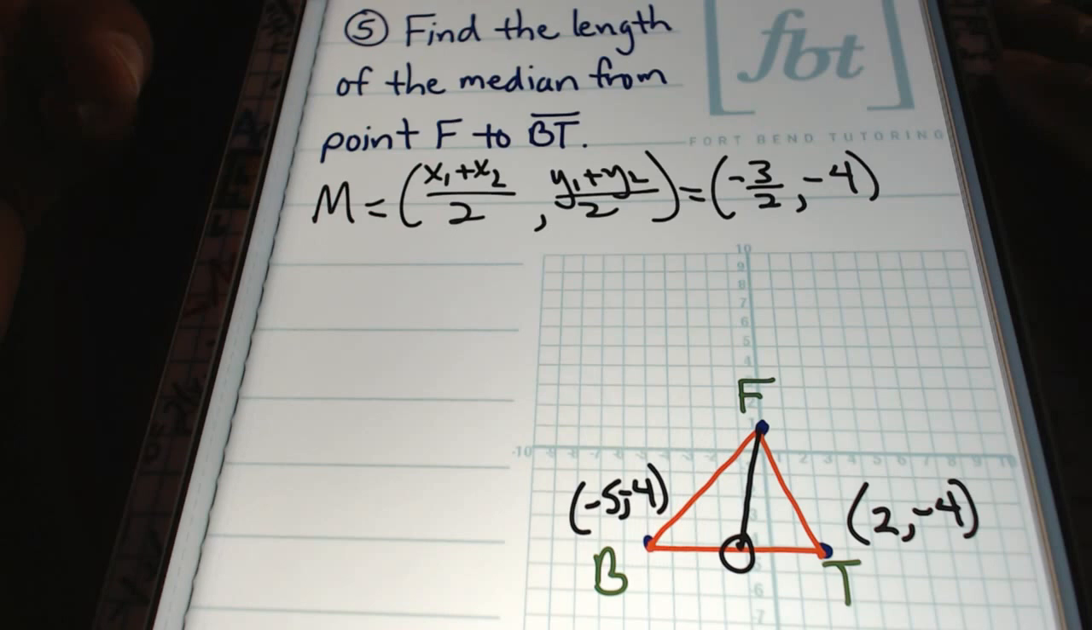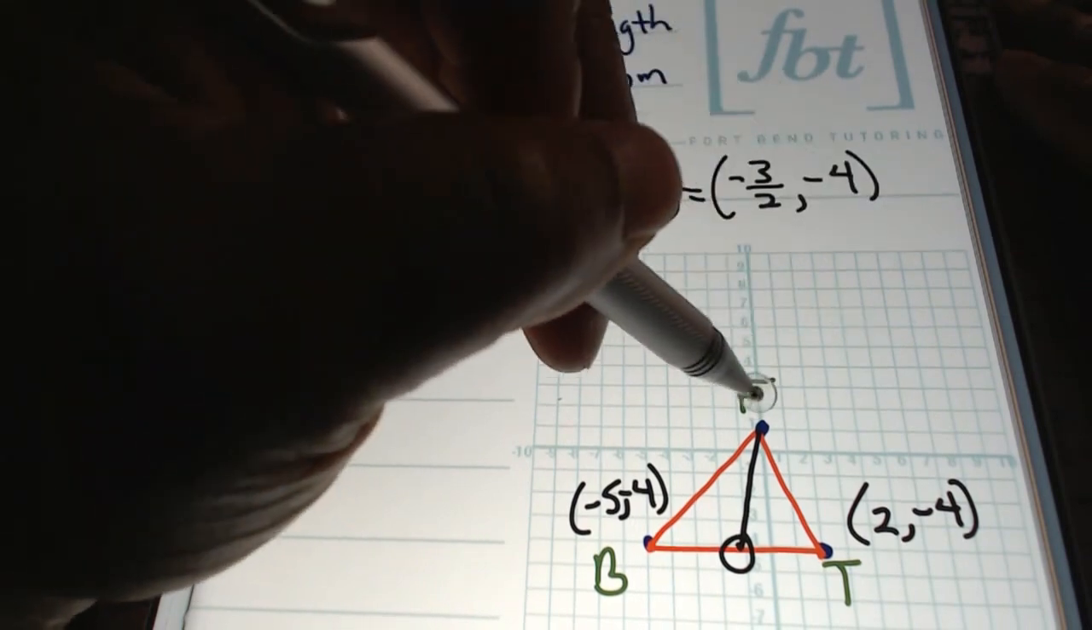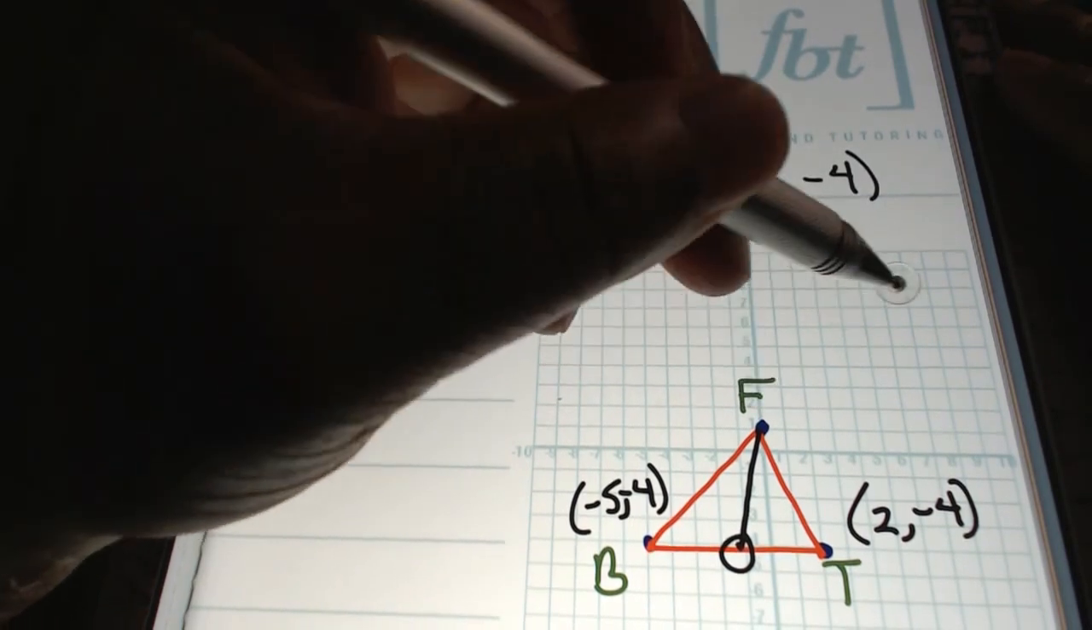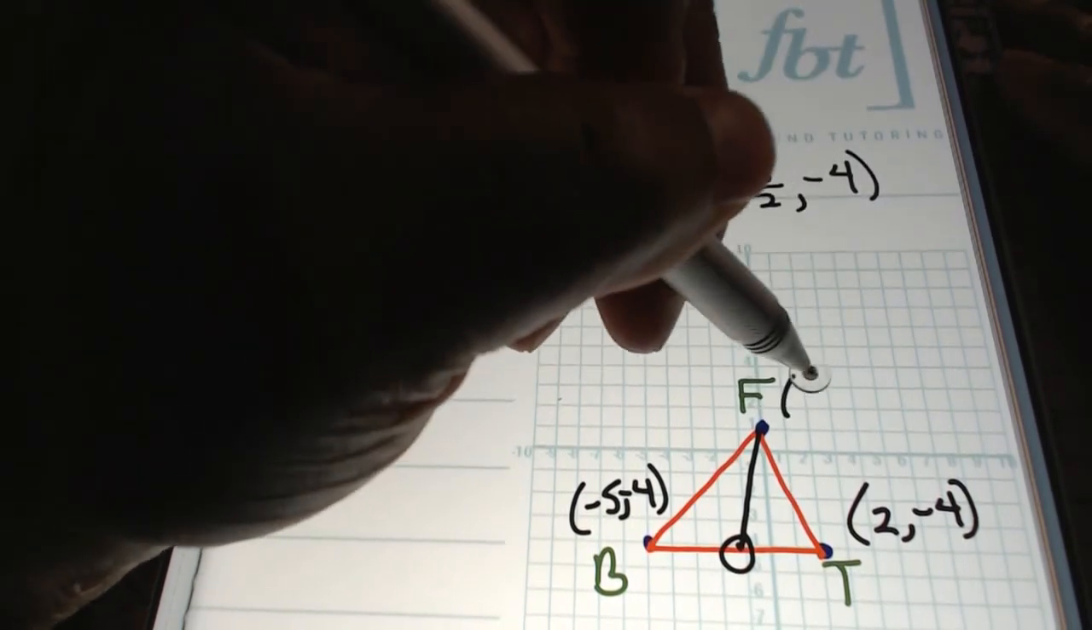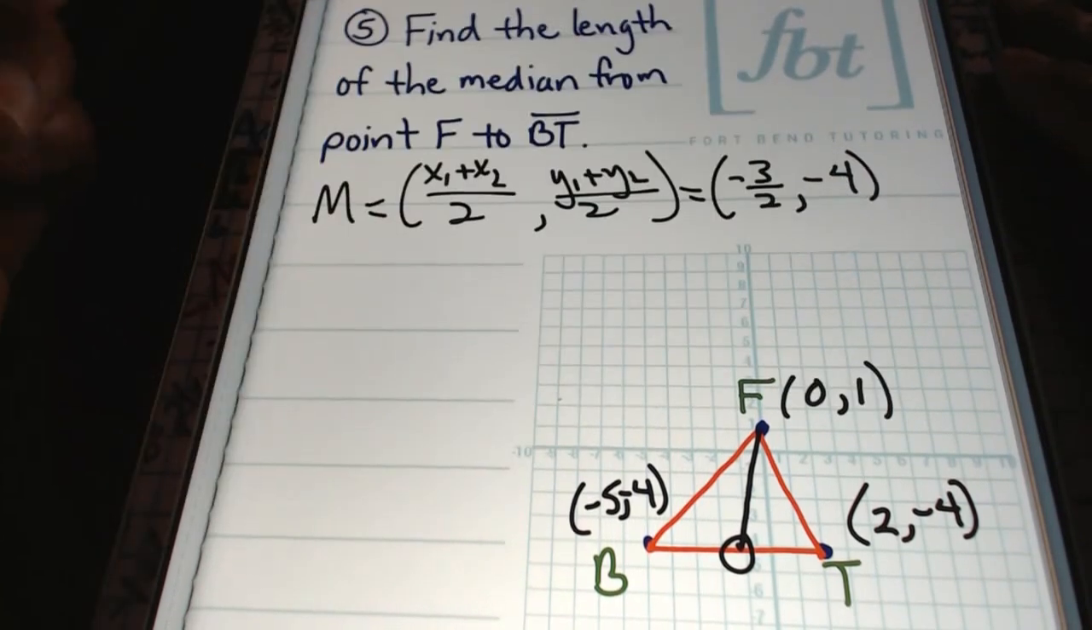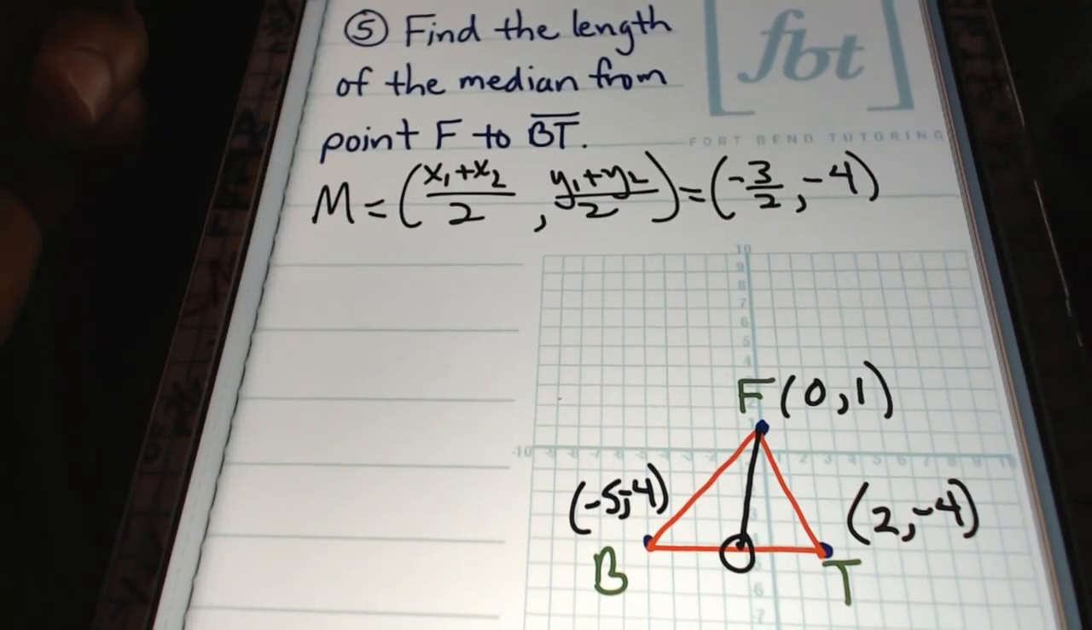So then, continuing on here, we're going to take this midpoint, as well as the coordinate from our first point, which is going to be point F, which is at 0, 1, by the way. And we're going to find out.